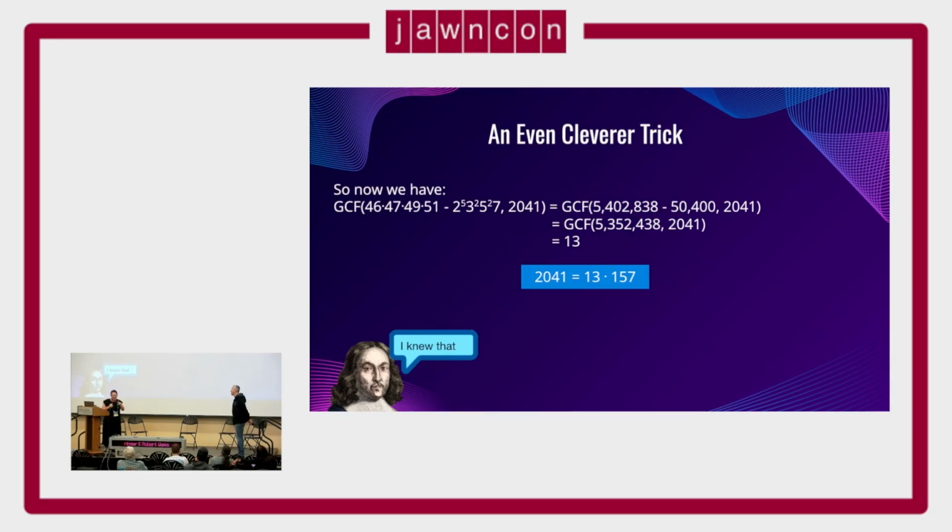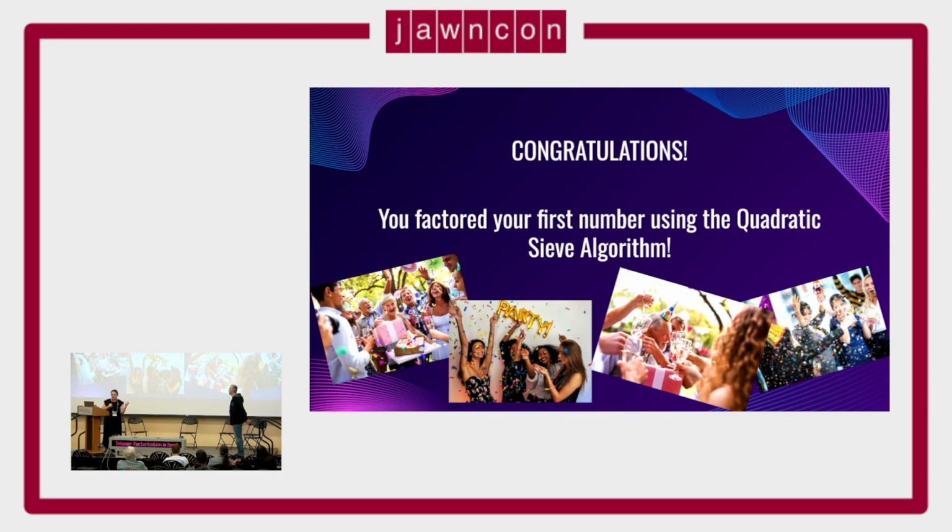There are two places where I pulled things out of thin air. Finding those numbers that you have to multiply to get the square, and then factoring them to get a square on the other side, right? We're going to talk about that in a second. But I want to pause, because believe it or not, everybody in this room just factored their first number with the quadratic sieve algorithm, okay?